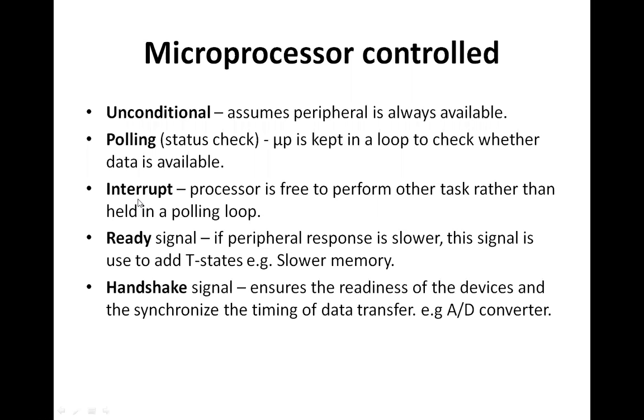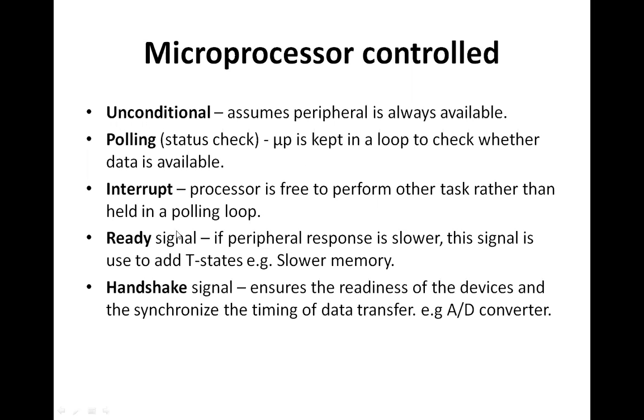Then we have interrupt driven data transfer, using interrupt. In this case, the processor has to do nothing. It is free to perform other tasks rather than holding itself in a polling loop. Processor is not required to check each time whether the device is ready or not, whether the keyboard has been pressed or not. It is free. It used to do its tasks. So what happens in the case of data transfer with the interrupt? When a peripheral is ready to transfer the data, it sends an interrupt signal to the processor. Now the processor stops its execution of the program, accepts the data from the peripheral, and then returns to the program, resumes that particular program which it was executing. So in this interrupt technique, the processor is free to perform other tasks rather than keeping itself in a polling loop.